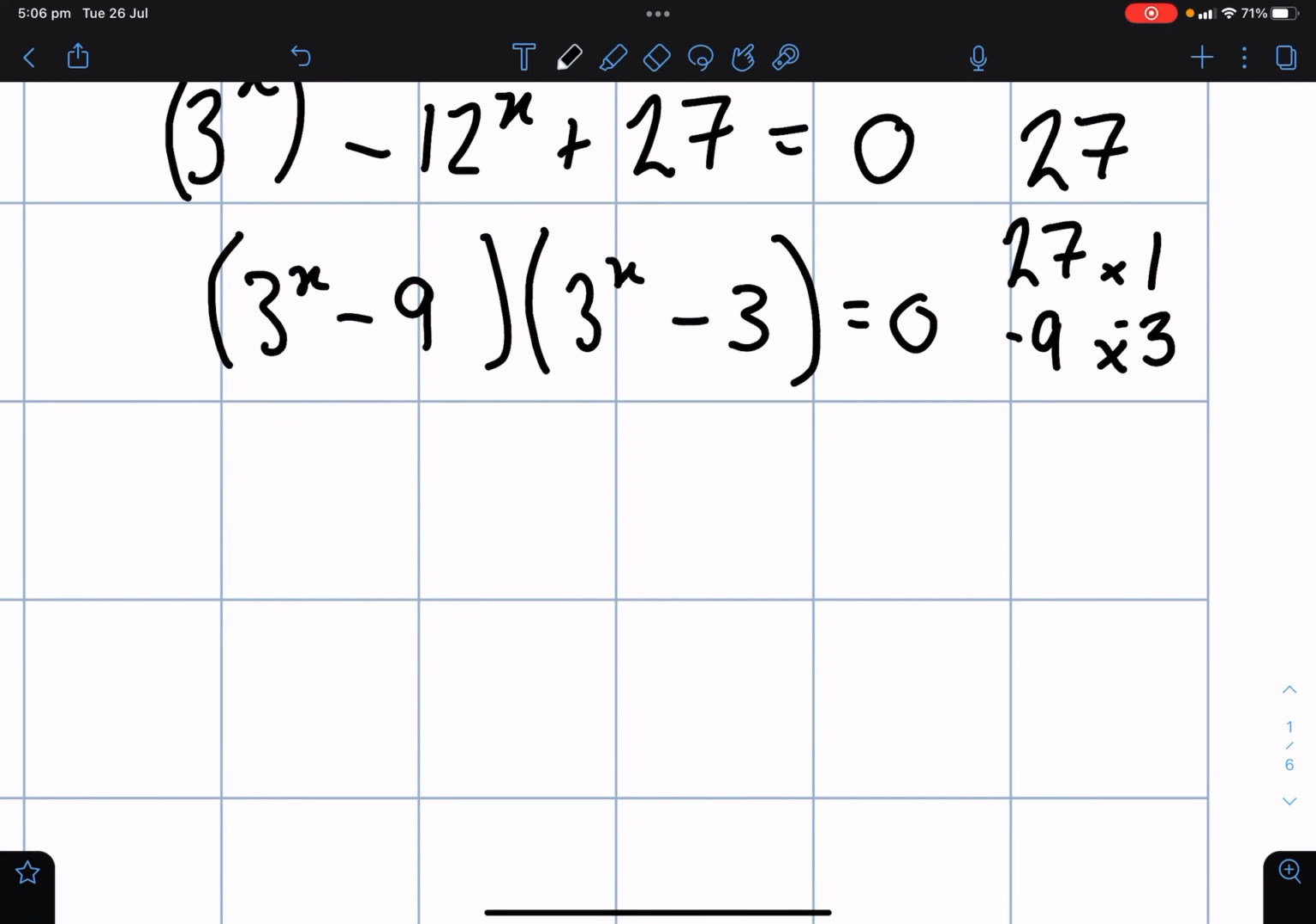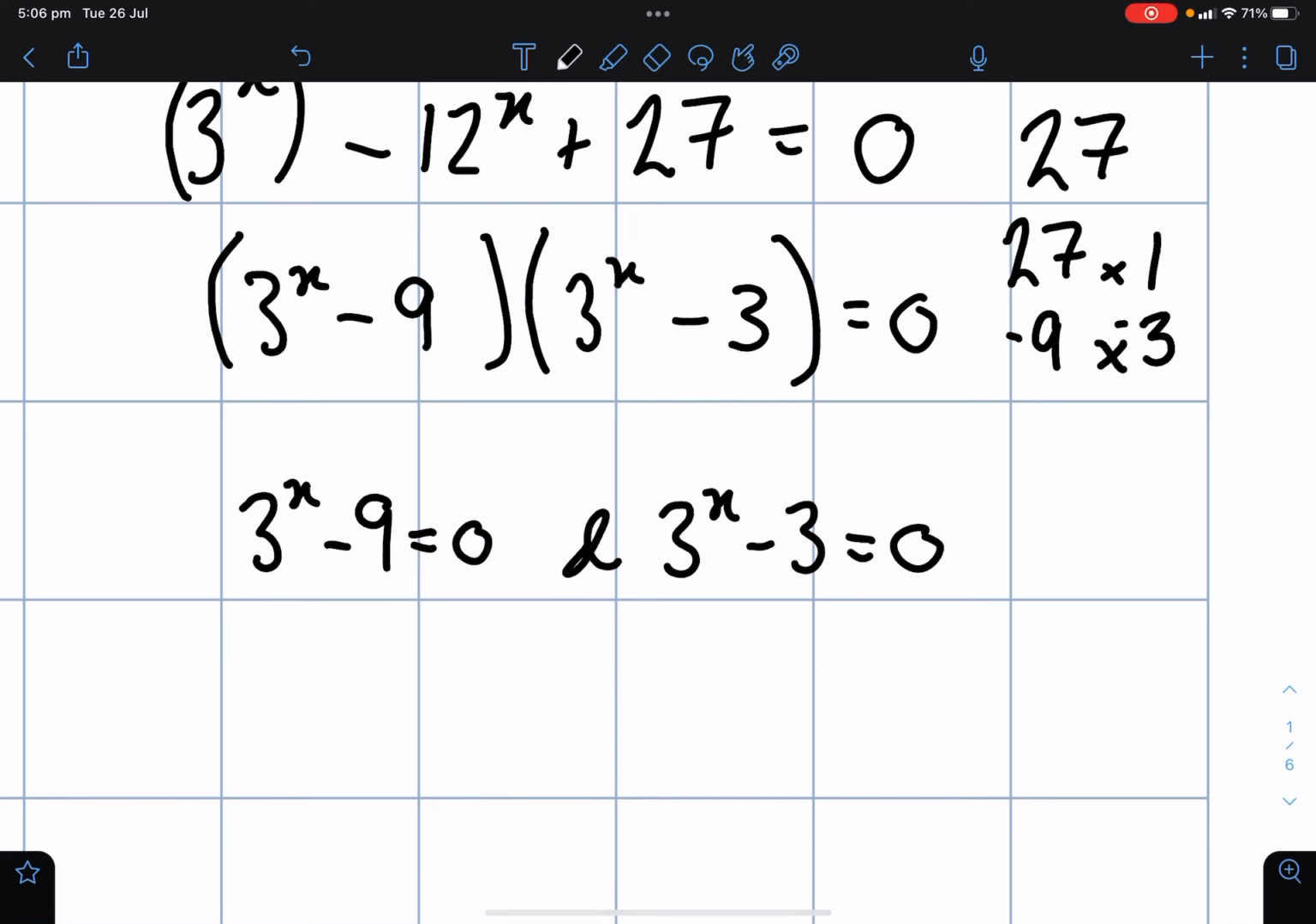So just like quadratics, we need to use our null factor law. So 3 to the power of x take 9 equals 0, and 3 to the power of x take 3 equals 0. So remember, null factor law: for two things multiplied together to equal 0, one of them has to be equal to 0. So either this is equal to 0 or this is equal to 0. So we can find our x's this way.